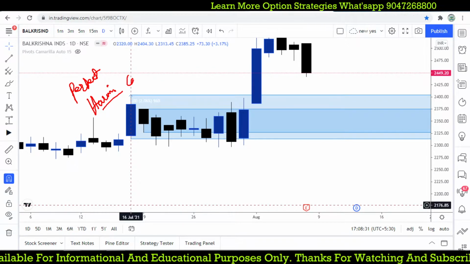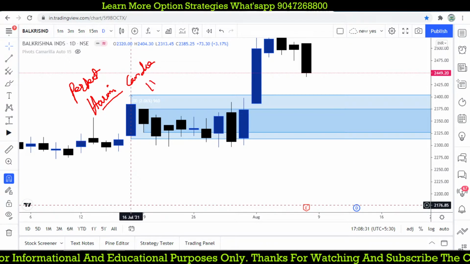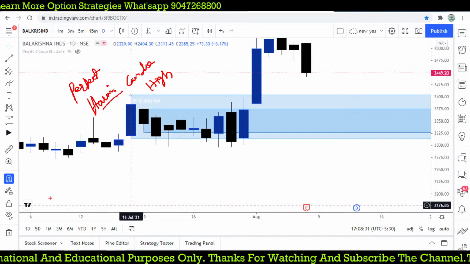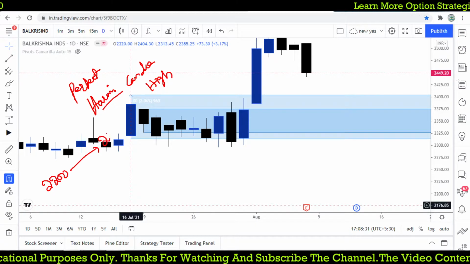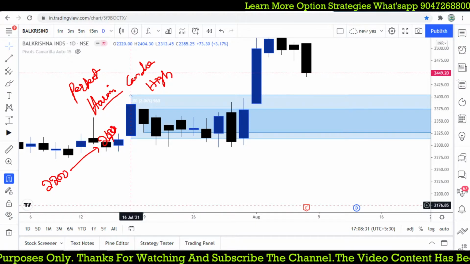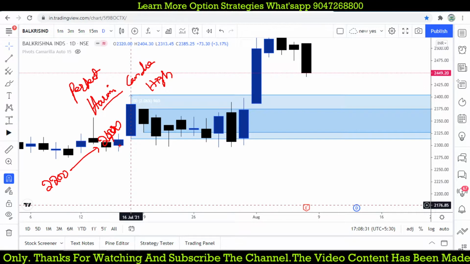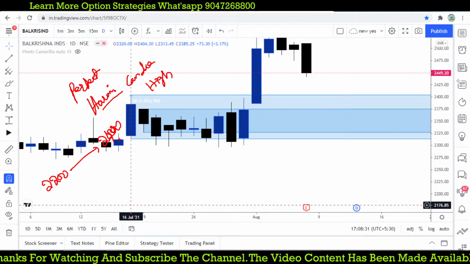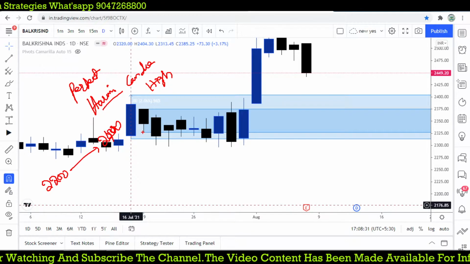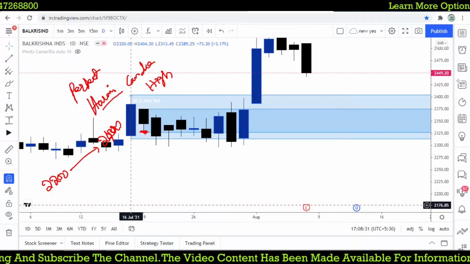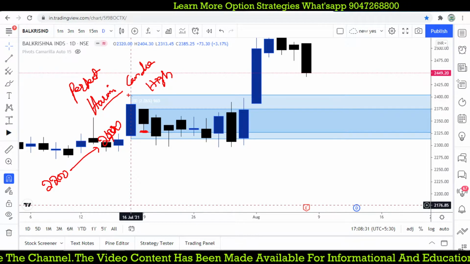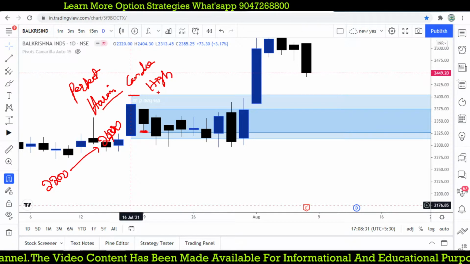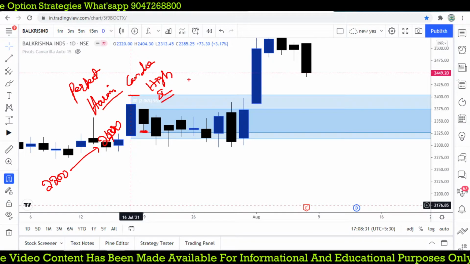Perfect Harami candle which forms at high. Previously from 2200, now the stock moved to 2400. So we are expecting bearish. Most of the time, people sell at the low of the next candle, and if it is broken, they make the stop loss at this high. So the same stop loss of this high they are making.